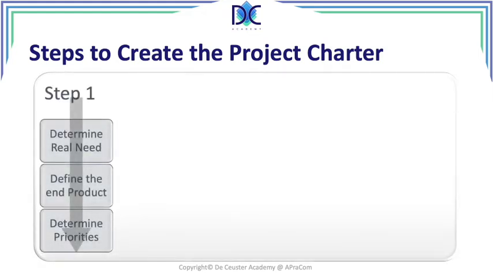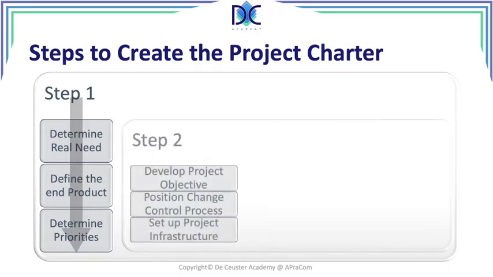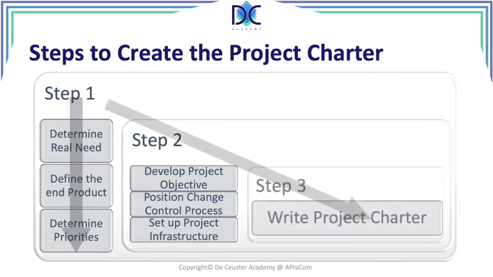Now, when we create a charter, we have different steps. The first step has three successive elements in it. First of all, we have to determine the real need. Second, we have to define the end product, and then we have to determine the priorities. Once we have this finished, we have step 2 with three elements in parallel: develop the project objective, position the change control process, and set up the project infrastructure. The last step is to put all these things together and write what we call the project charter.